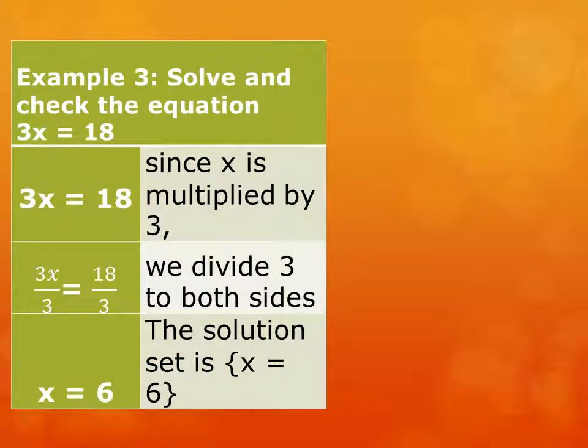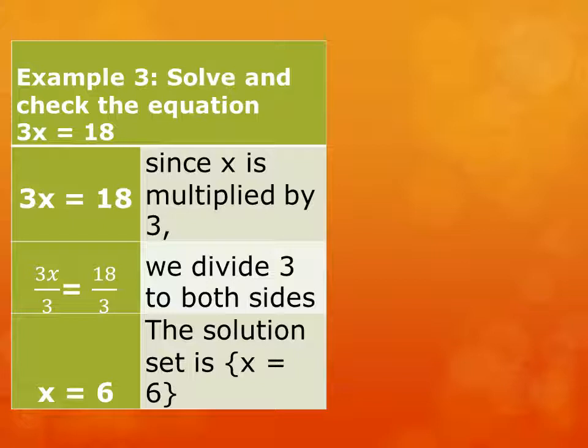Third example, solve and check the equation 3x is equal to 18. Since x is multiplied by 3, we divide both sides by 3. It becomes 3x divided by 3 is equal to 18 divided by 3. Then we are going to simplify. So 3x divided by 3, that is 1x. So no need to write 1. Instead, we are going to write x. Then 18 divided by 3, that is 6. So x is equal to 6.